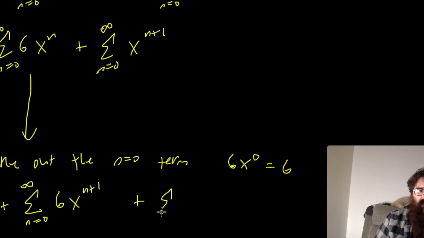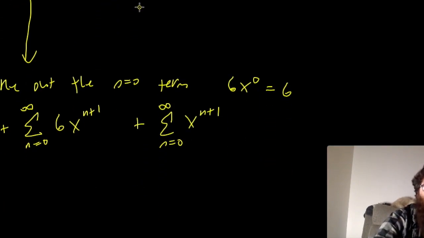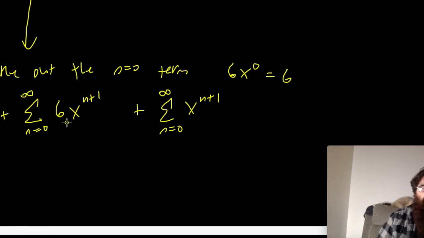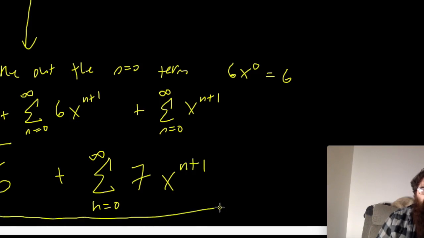I'm going to say, okay, this one can just stay as the sum from n equals 0 to infinity of x to the n plus 1. Let me bring this full circle and then double back. Because now, since both of these are x to the n plus 1, I can add them. So I have this lone 6 that I picked out, but then plus the sum from n equals 0 to infinity of 6 times x to the n plus 1 plus 1 times x to the n plus 1 gives me 7 times x to the n plus 1. And this would be a great final answer for that power series.